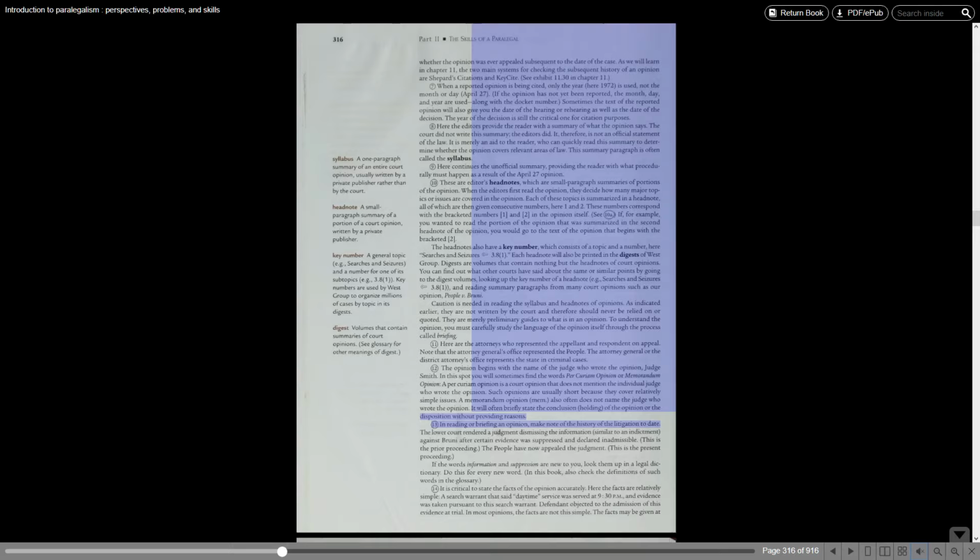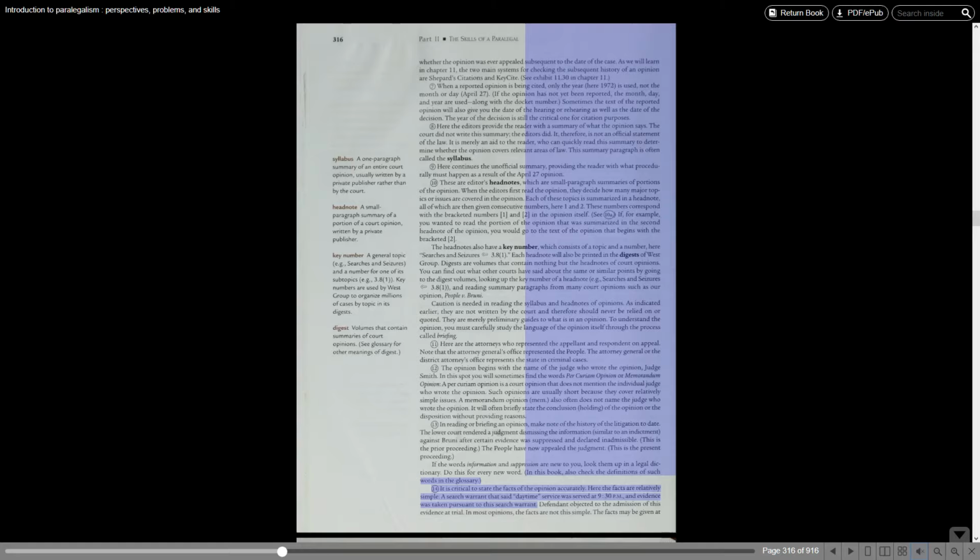13. In reading or briefing an opinion, make note of the history of the litigation to date. The lower court rendered a judgment dismissing the information, similar to an indictment, against Brum after certain evidence was suppressed and declared inadmissible. This is the prior proceeding. The people have now appealed the judgment. This is the present proceeding. If the words information and suppression are new to you, look them up in a legal dictionary. Do this for every new word. In this book, also check the definitions of such words in the glossary.